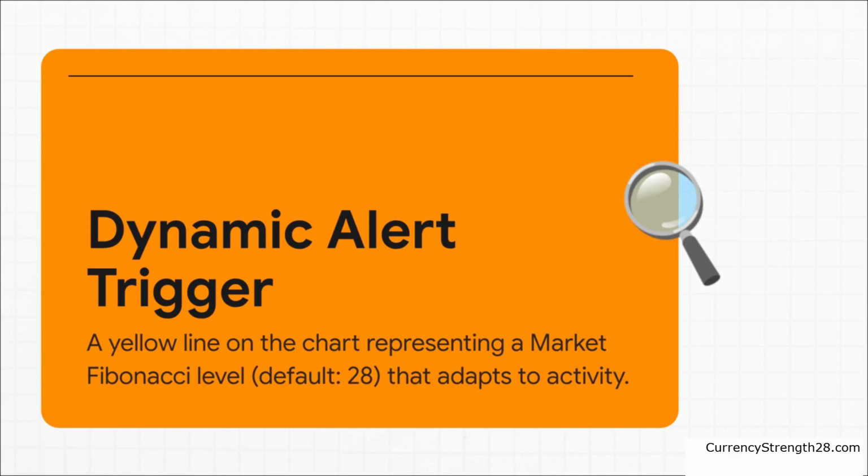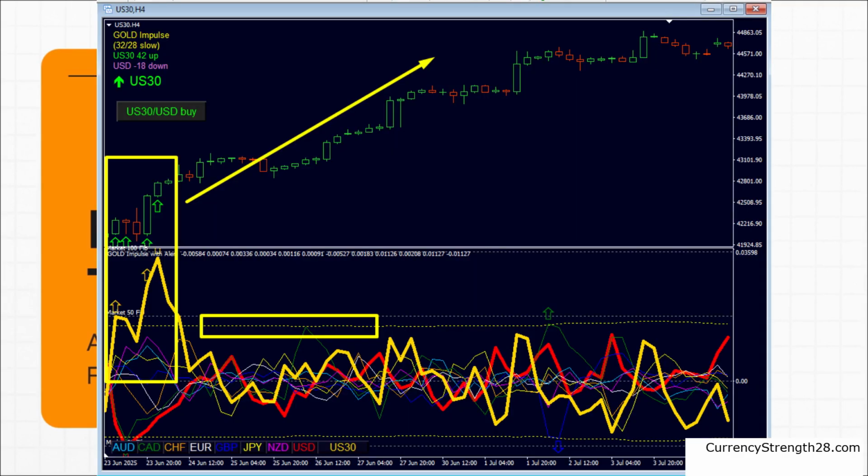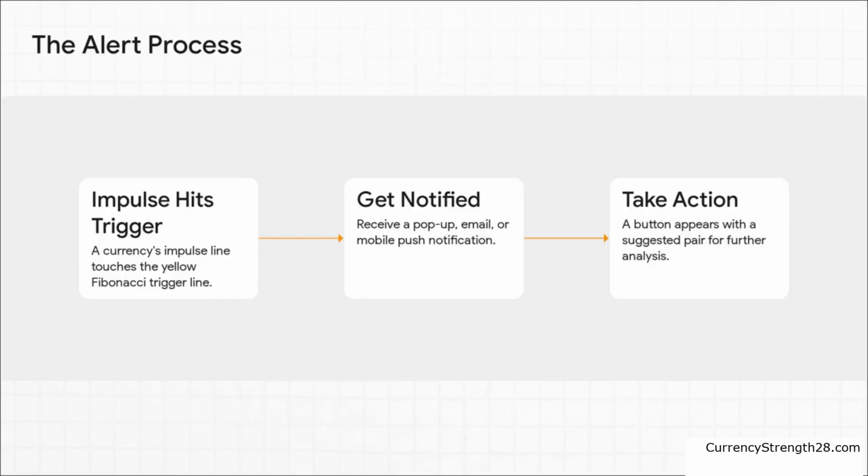This shows up as a yellow line on your chart. And what is it? The manual says it's a special kind of Fibonacci level that actually moves and adapts to what the market is doing. It's not static. This yellow line is basically the tripwire for every single alert. So how does an alert actually happen? It's a really simple 3-step deal. Step 1.